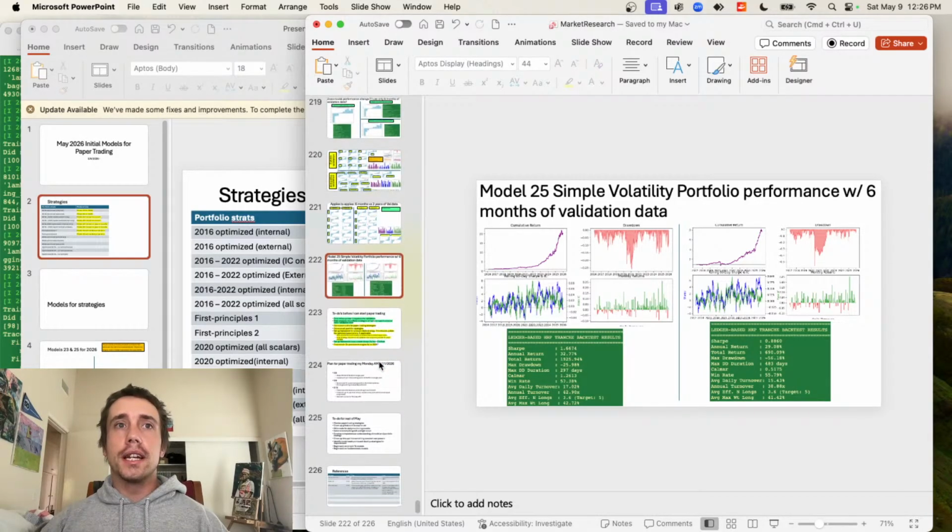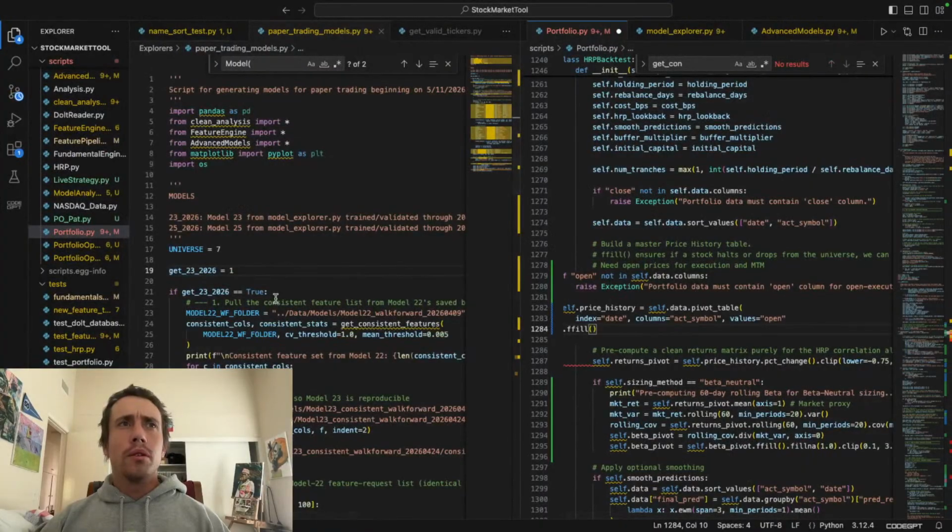What I'm working on today is I need to create the model. So, what was I doing?